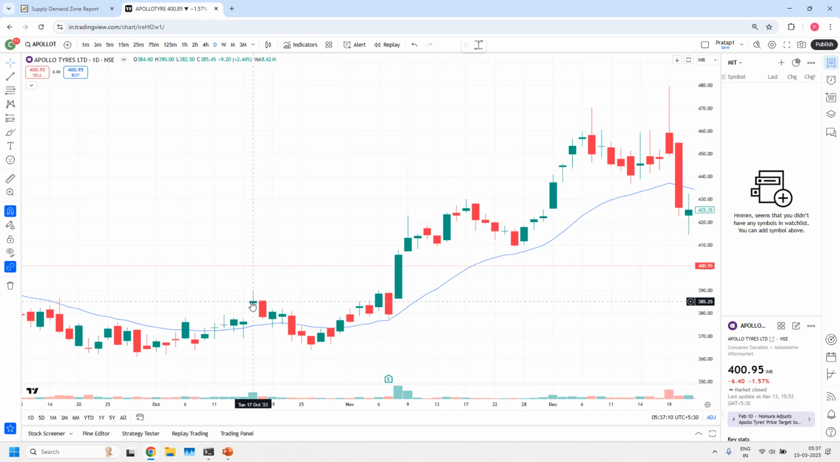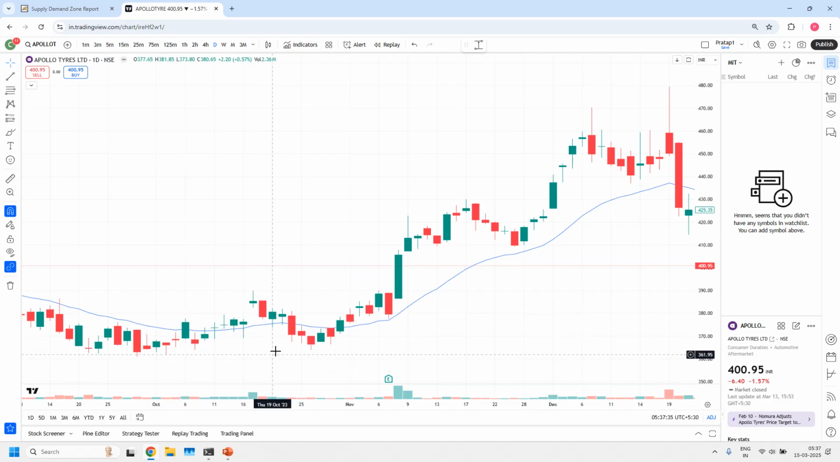If you are seeing with your normal view, you can't find this zone. It is a hidden zone, completely hidden. All these are looking like base candles. But actually this is not a base candle, this is a drop candle. Similarly, this is not a base candle, this is a rally candle.